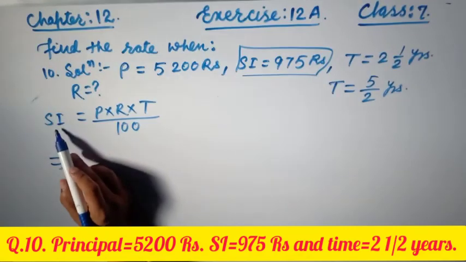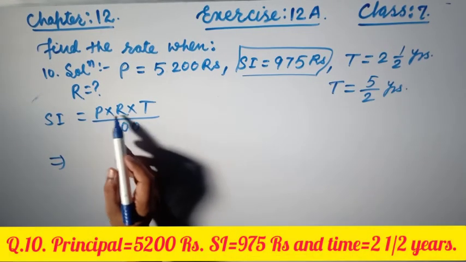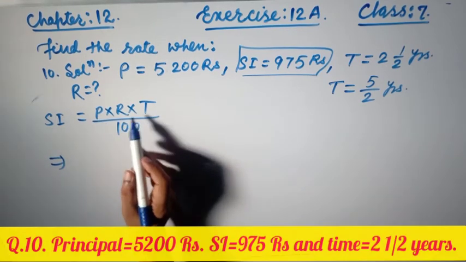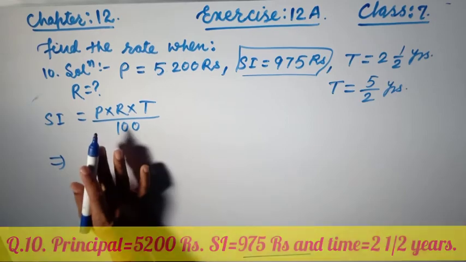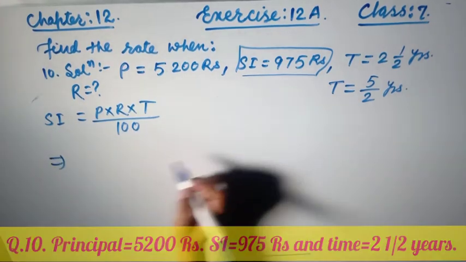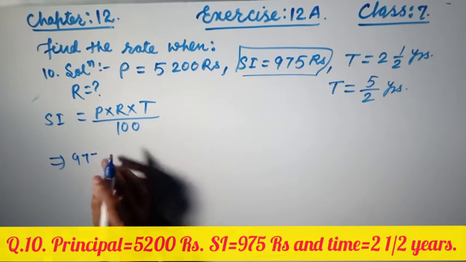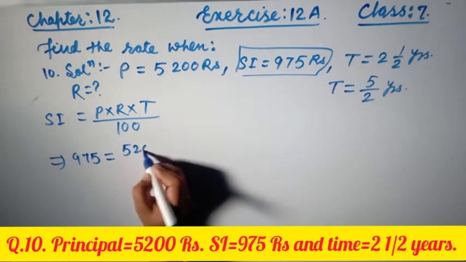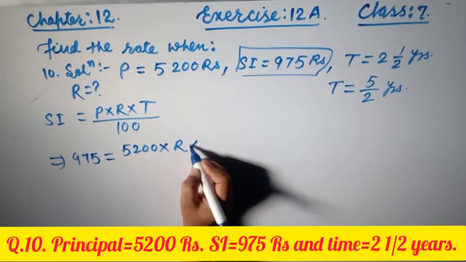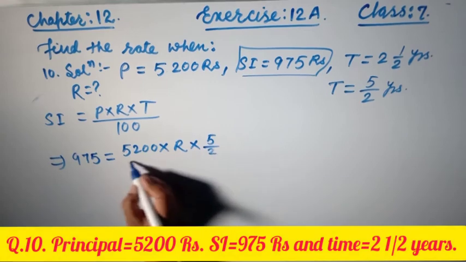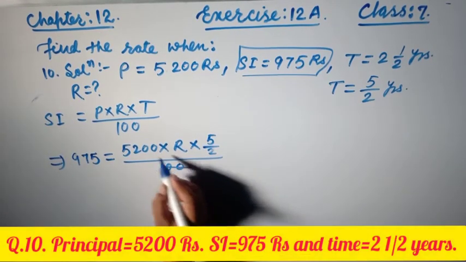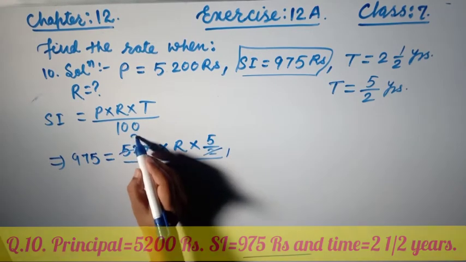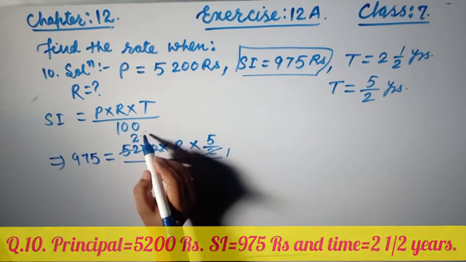We have to remember only one formula, SI is equal to P into R into T divided by 100. We can find the value of P, R, T as well from here, after cross multiplication. Now put the value of SI: 975 is equal to P, which is 5,200, times R, that we have to find, times T, which is 5 by 2 years, and divided by 100. Here 100 will get cancelled with 5,200, leaving 52. Now 2 into 26 is 52.